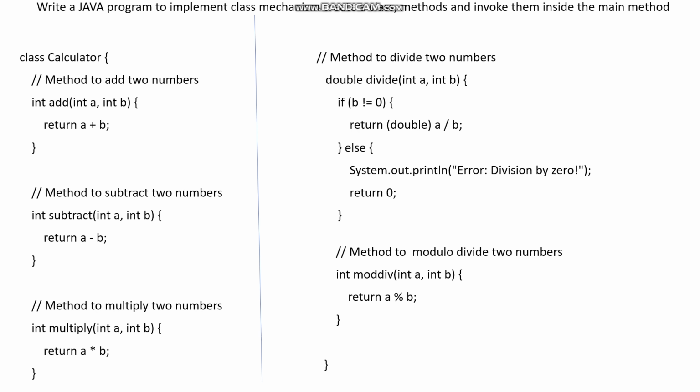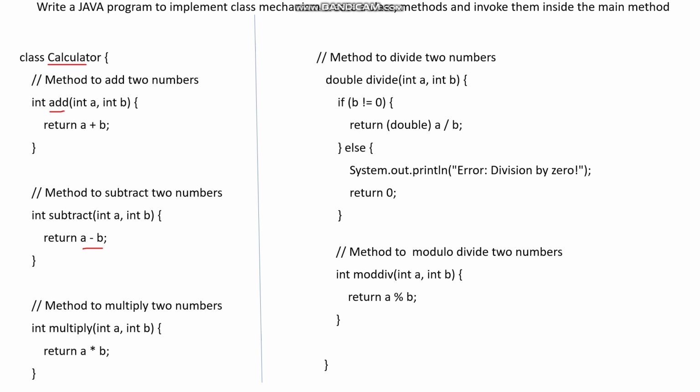See this one. Class. The class name is the Calculator. The Calculator class contains five methods. The first one is the add method: integer add, int a comma int b, return a plus b. The add method contains the code return a plus b. We are doing the addition operation. The result will be returned here. Integer subtract, int a comma int b. Whenever we are invoking this method, we are returning a minus b.